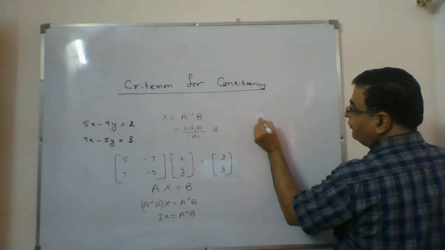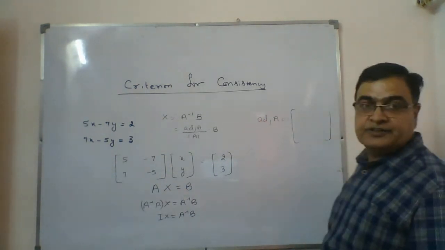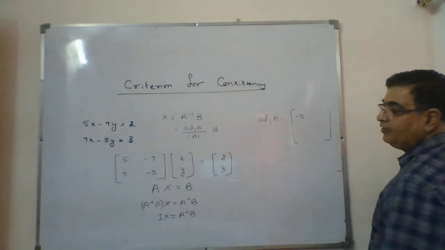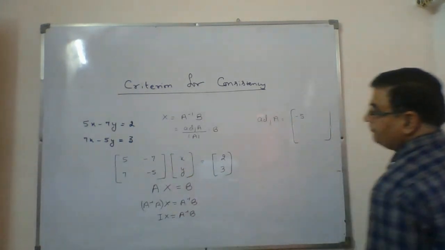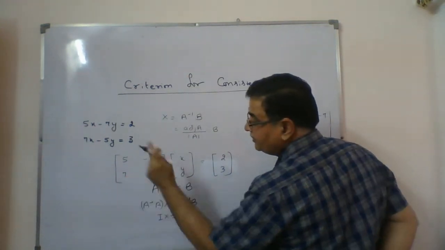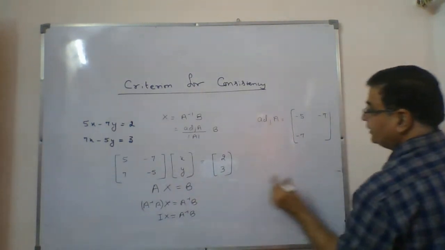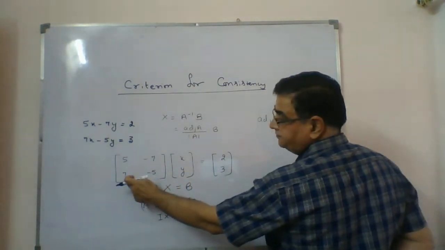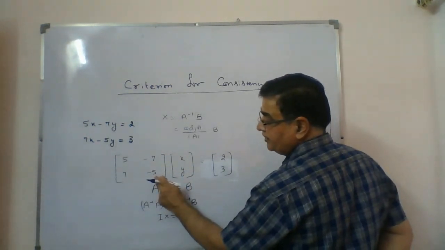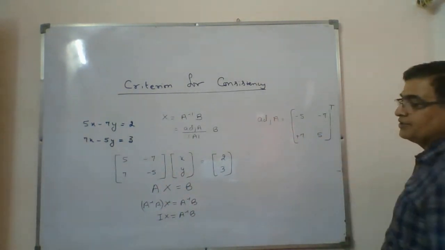What is your adjoint A? Find out now. Adjoint A will be the cofactor matrix transpose. If we take the cofactor of 5, it will come minus 5. When you take minus 7, the cofactor will be minus 7 because this is the 1, 2 element. Then the cofactor of this element will be 7, this being the 2, 1 element, so it will come out to be plus 7. And then for minus 5, the cofactor will be simply 5. This is your adjoint, whole transposed.